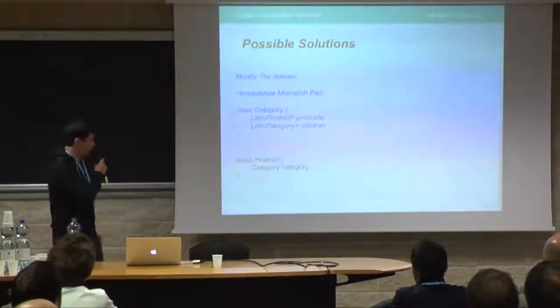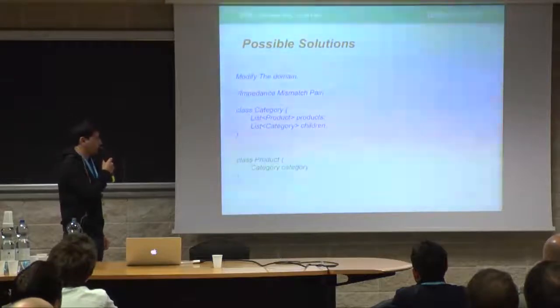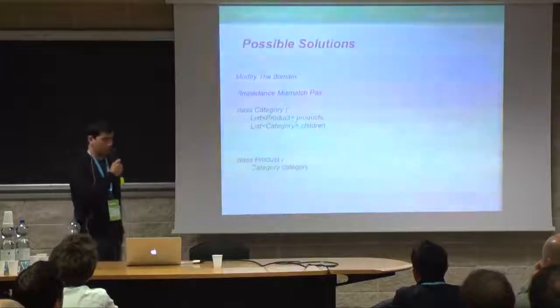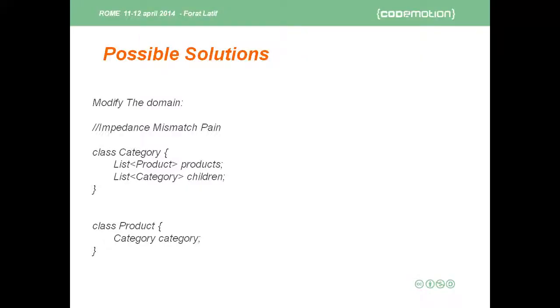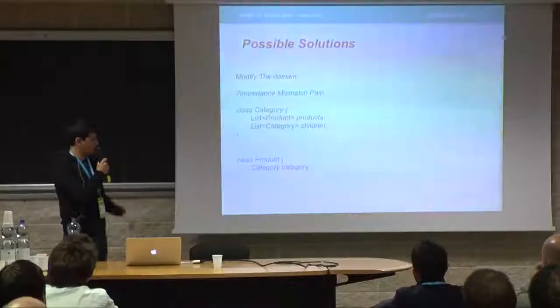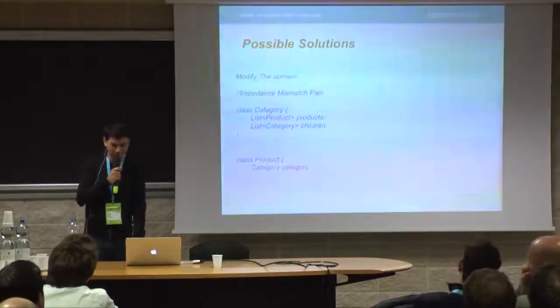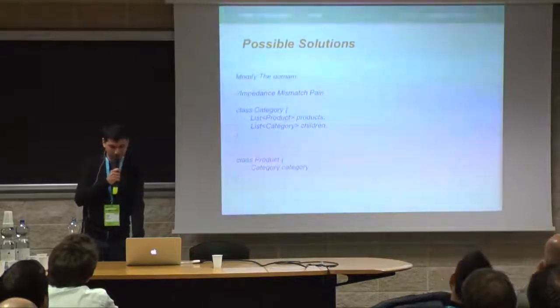You could also change your domain model. You have a category that has children and that has children that are products as well, and that's going to be very painful as well, because with Hibernate you're going to have to deal with that a little bit more. It's not going to be that easy to map them.